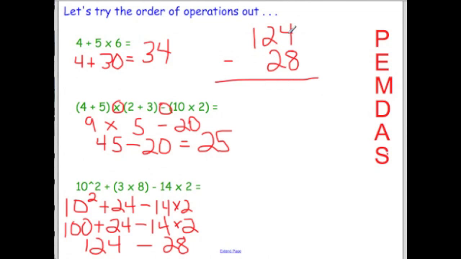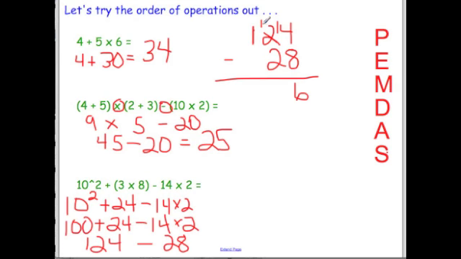So I know I can't take 4 minus 8, so I borrow from my 2, make that a 1, carry the 1 over. 14 minus 8 is 6. So now I know I can't take 1 minus 2, but I can look at this as 11 minus 2, which is 9. So our answer for our bottom one would be 96.